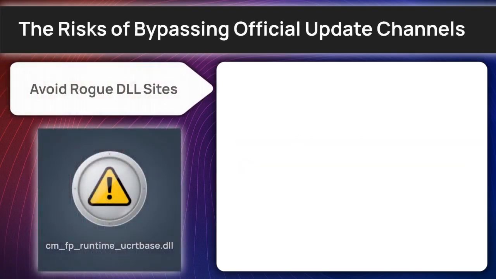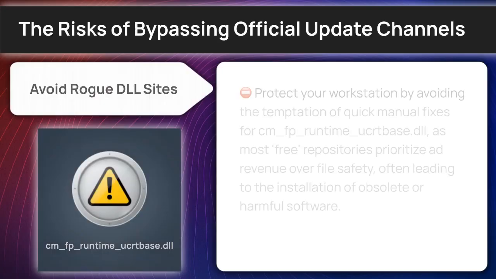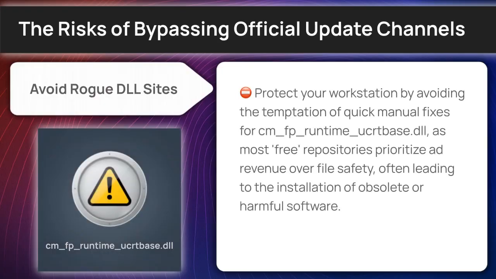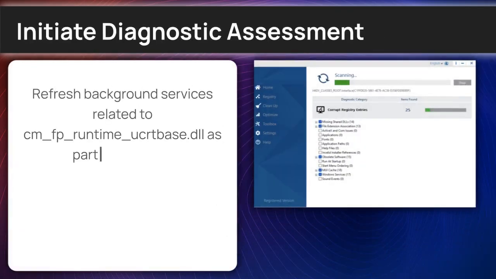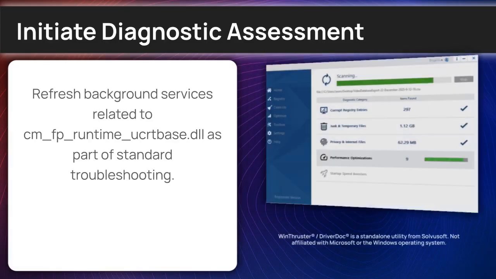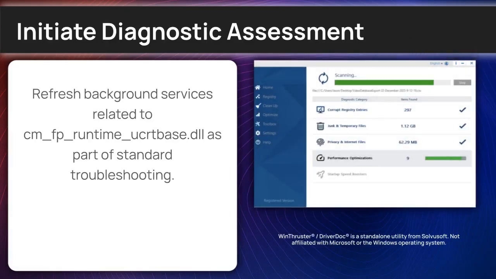To avoid future system conflicts, there is one specific security trap we should discuss. Manual intervention with CMFP Runtime Universal C Runtime Base DLL is dangerous because it can overwrite newer, secure versions of the file with older, vulnerable ones. To reduce technical overhead while maintaining high security, here is a professional method for managing system-level file health.